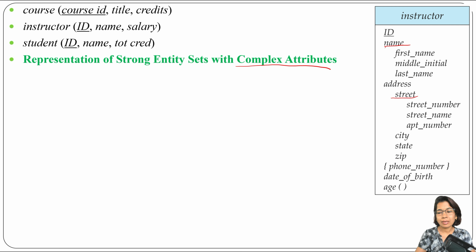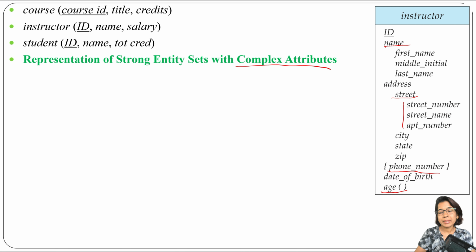Then street is a composite attribute. It consists of street number, street name, apartment number. Then phone number is a multi-valued attribute, whereas age is a derived attribute. So these are not simple attributes, these are complex attributes. Composite attributes, multi-valued attributes, and derived attributes all come under complex attributes.